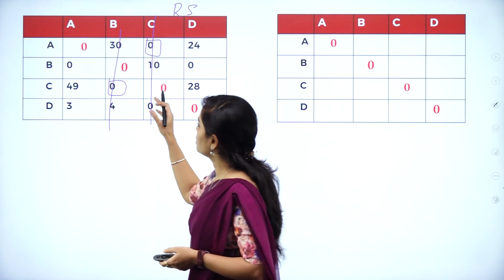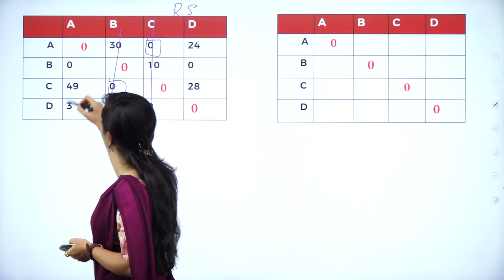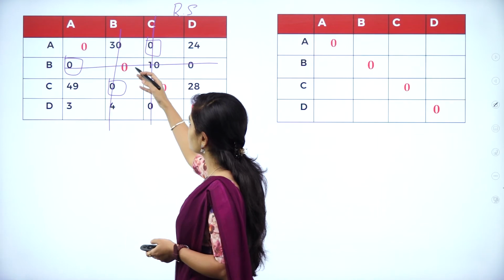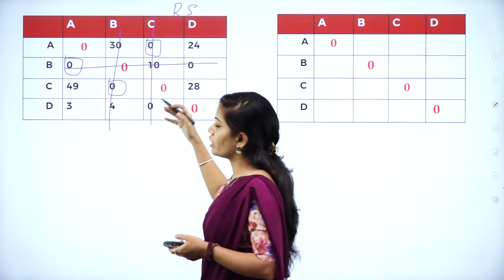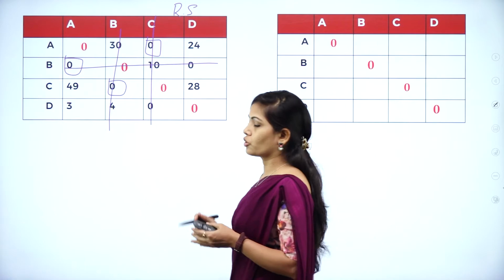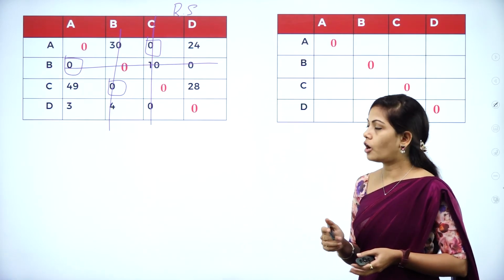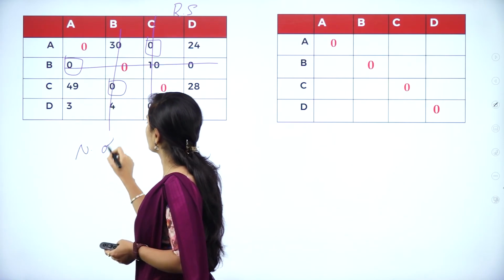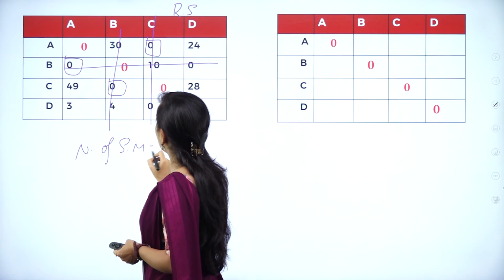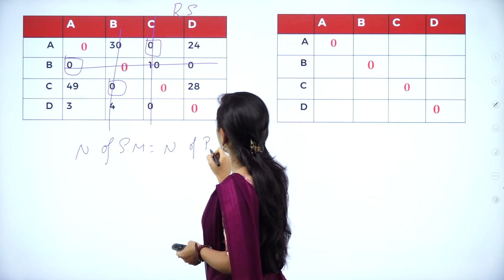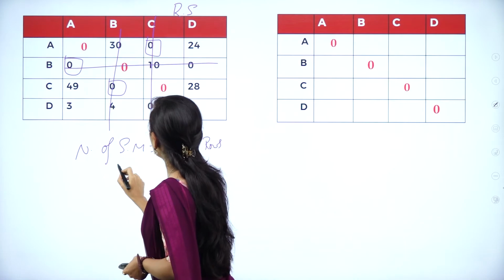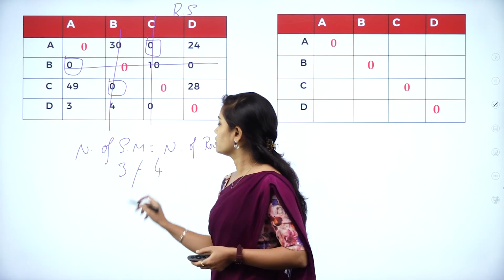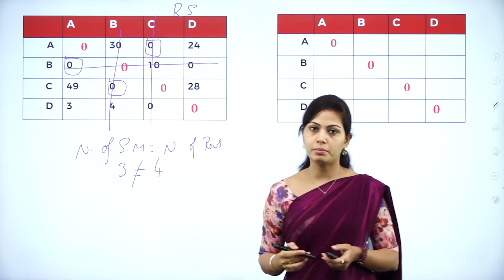Now I will do the column scanning. In the first column one 0, put a horizontal line. In the second column cancel, third column cancel, in the fourth column no zeros. So now you can cross verify whether it is satisfying the optimality condition or not. The number of square marks should be equal to the number of rows. So we have 3 zeros, but the number of rows is 4. So it is not equal. It is not satisfying the optimality condition.